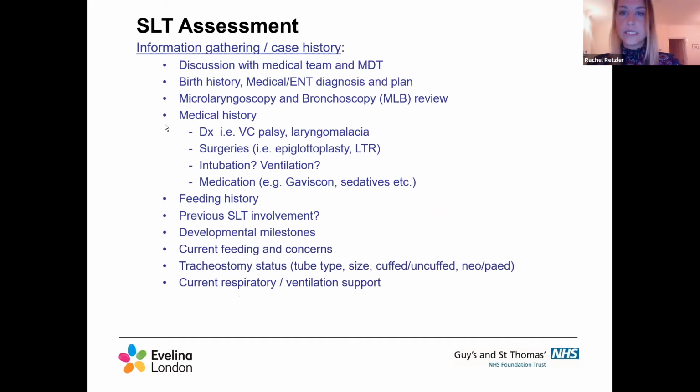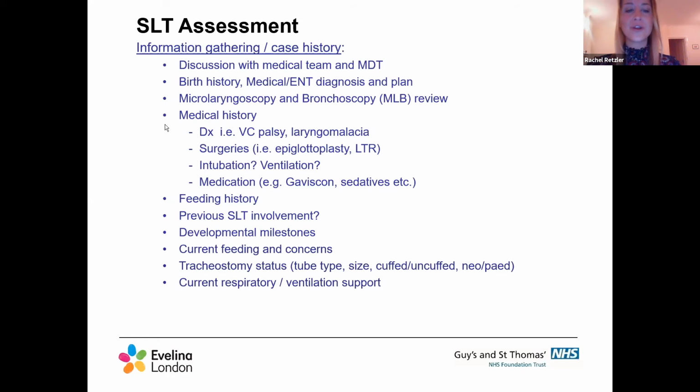We're looking at their birth history. For example, were they premature? They have a low birth weight, require ventilation. What's their medical ENT diagnoses and plan? We're looking at neurological, airway pathology, ENT diagnoses, gastrointestinal, cardiac, syndromic, structural, the list goes on and on for the things that you're looking at with these children.